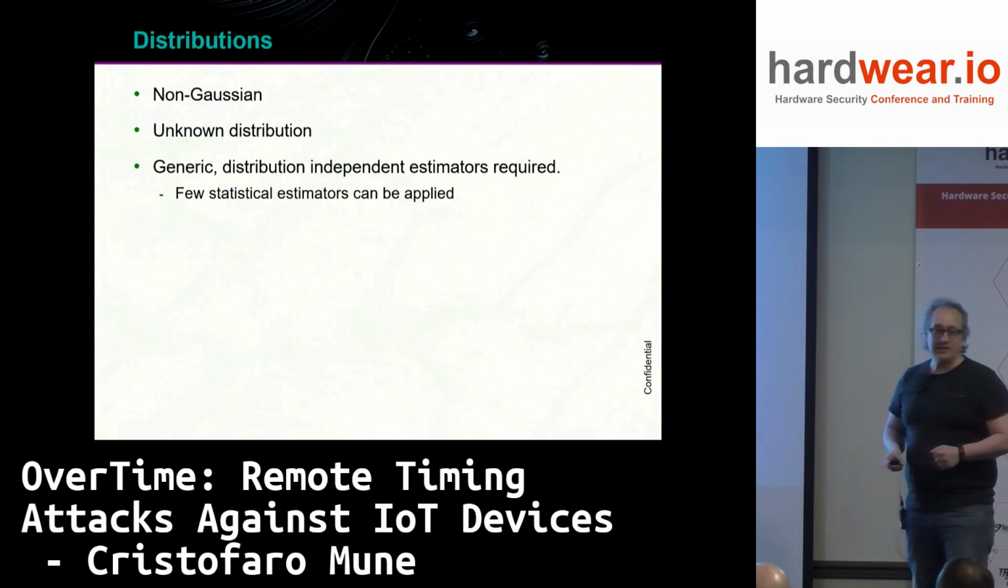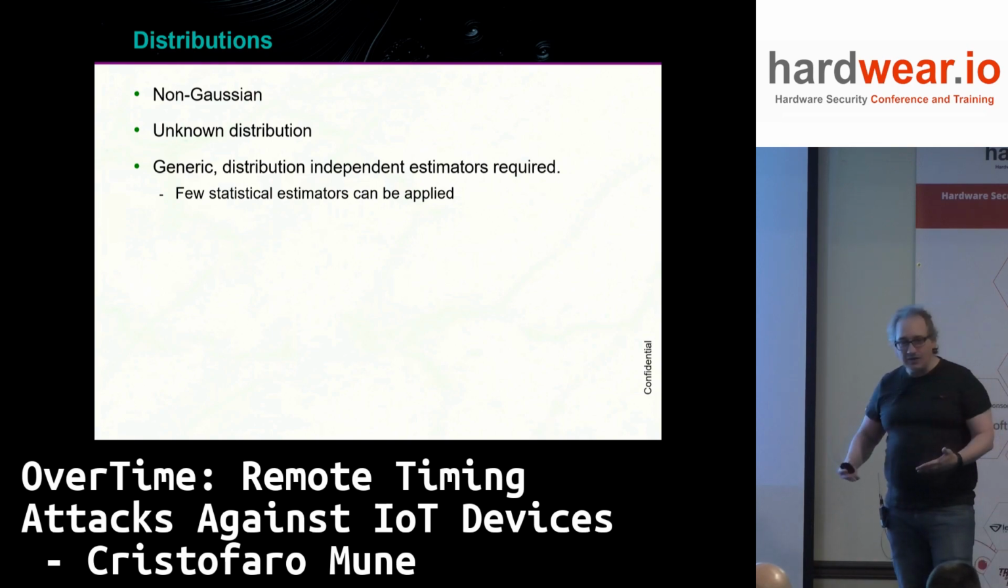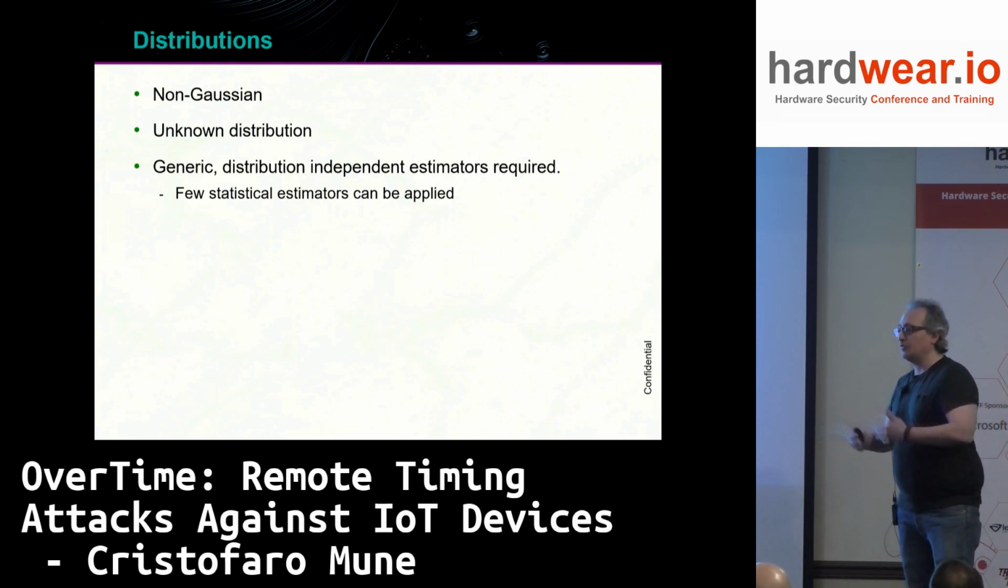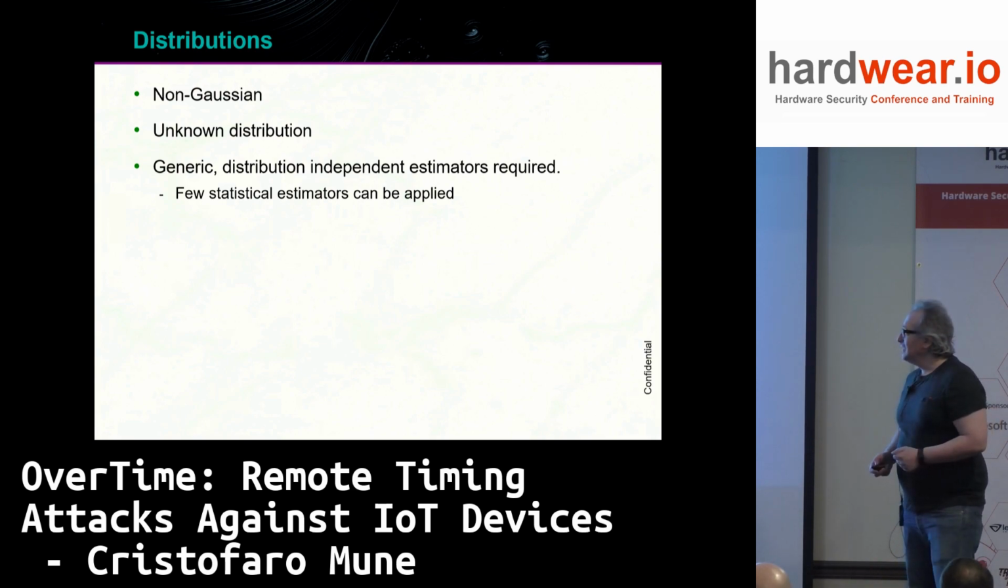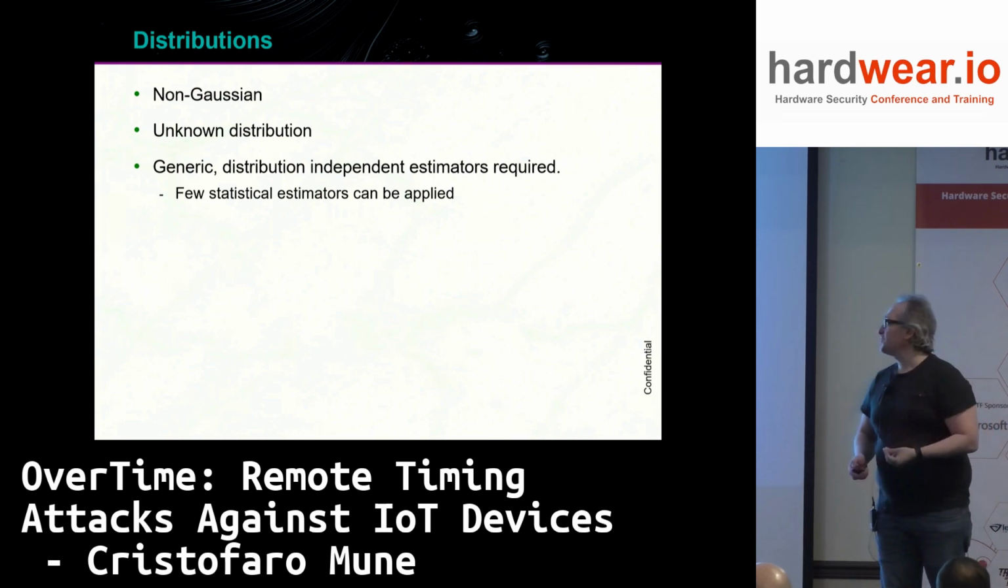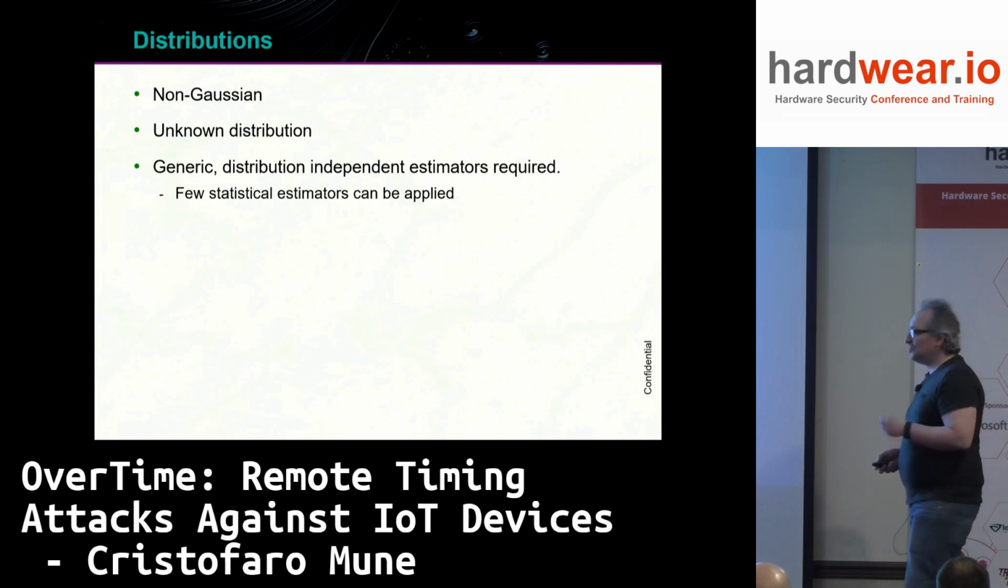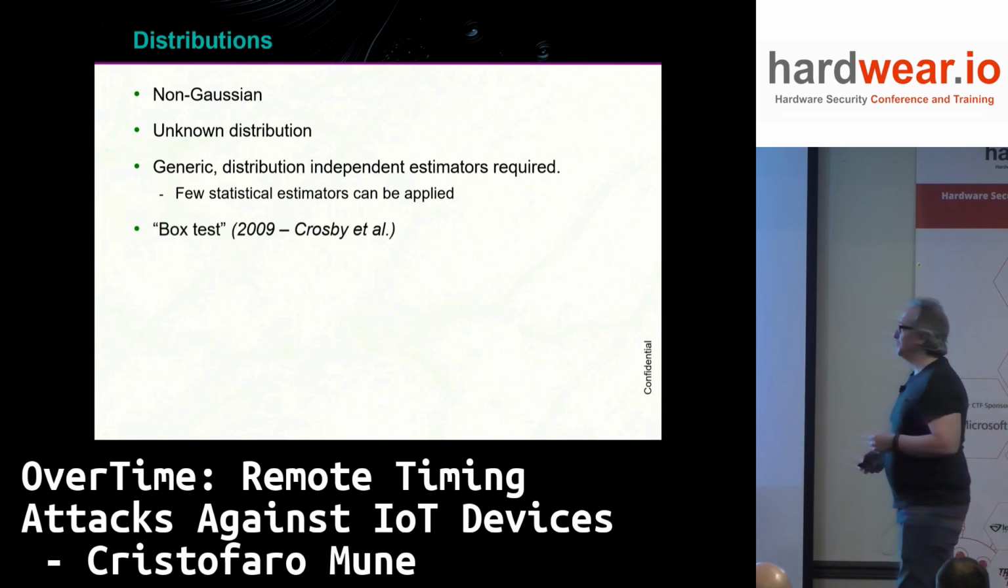The variance doesn't even make sense. There are many other estimators that are bound to the fact that you know your distribution, or that you can assume that. In this case, you can't. There are very few statistical estimators that can be applied. So this is not such an easy problem to deal with.